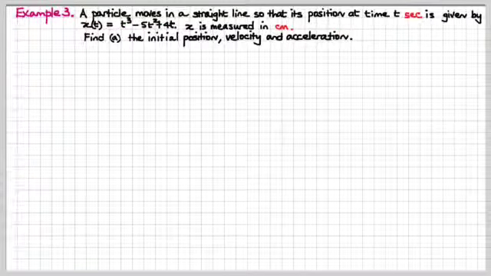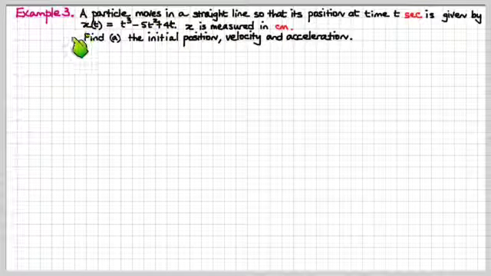Let's do example 3, and that'll be the end of it then. Now, this one I'm going to use some technology because it gets quite complicated. So please get your CAS device out and make sure you can do everything I'm going to show you on it. A particle moves in a straight line so that its position at time t seconds is given by x(t) = t cubed minus 5t squared plus 4t. It's everything multiplied by t compared to the previous example. x is measured in centimetres.